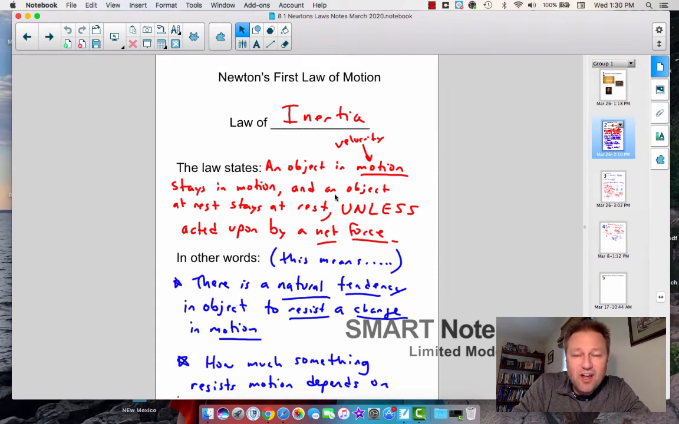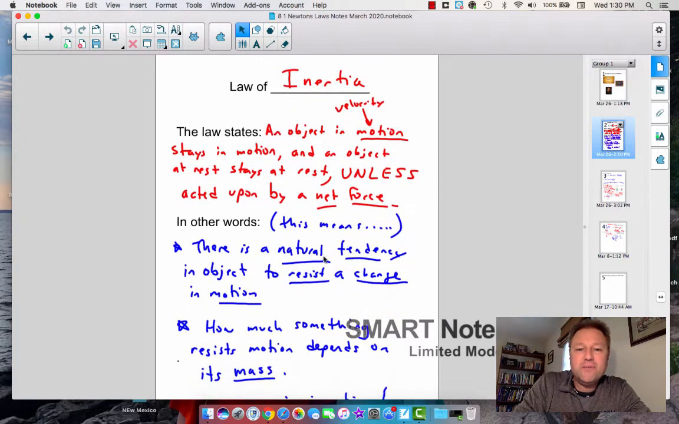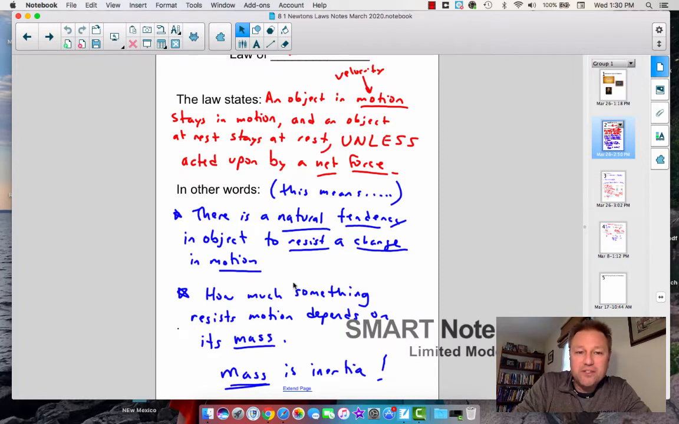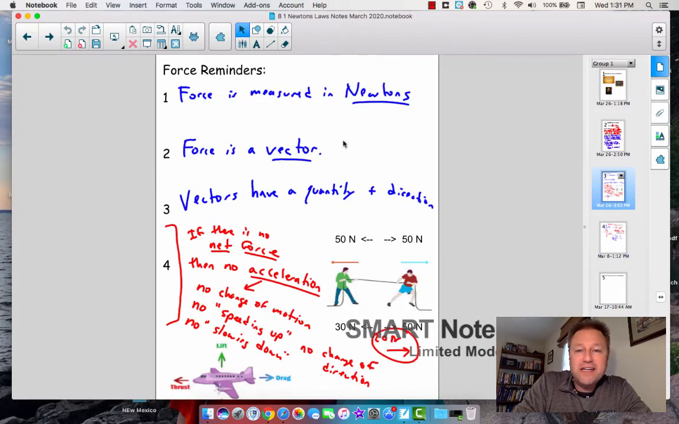So the first one, law of inertia. Newton's first law of inertia is all about how things are resisting a change of motion. Things don't want to change motion. If they're still, they want to stay still. If they're moving, they want to stay moving. And they will only change if they feel a net force. In other words, things don't want to change their motion, and how much they don't want to change their motion depends on mass. Things that are more massive have more inertia. More inertia means they don't want to change what they're doing or not doing. If they're at rest, they really want to stay at rest. And if they're in motion, they really want to stay in motion.